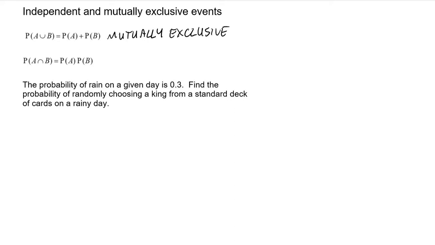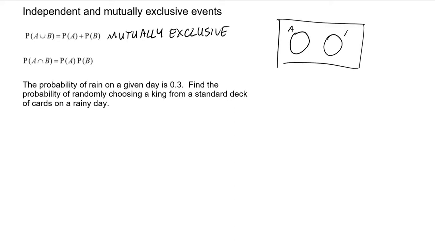Okay, which means that one event cannot occur at the same time as the other. There is no intersection. This one is for independent events, which means that the probability of one event occurring has no bearing on the probability of the other event occurring. So we're going to look at two examples, one of each.